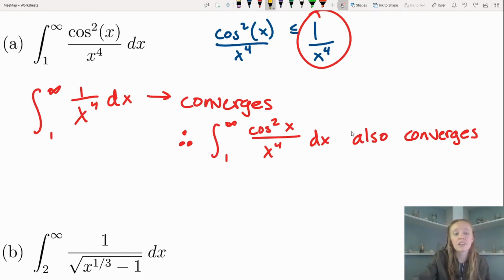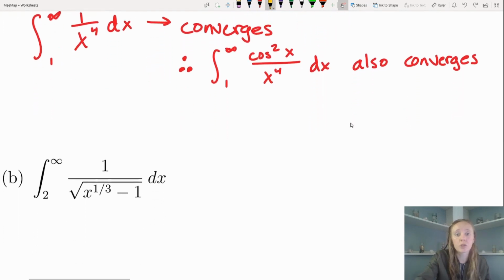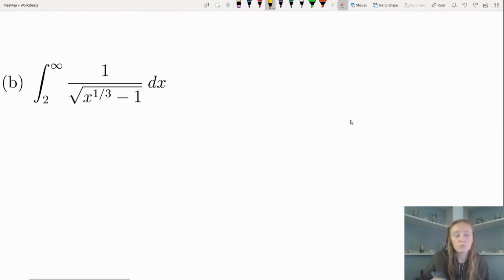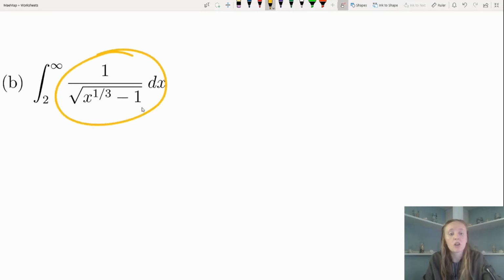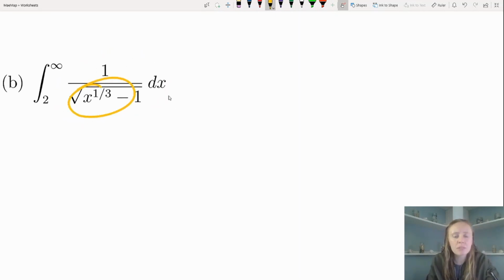In part B, I'm going to show you how to show that something diverges. If we're going from 2 to infinity of this function, it's kind of hard to do a u sub with this problem because we don't have the du in our numerator, and trig sub's not going to work out the best for us. So let's find a good function to compare it to.